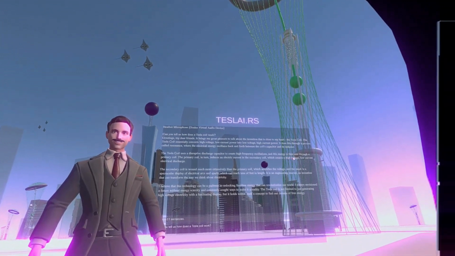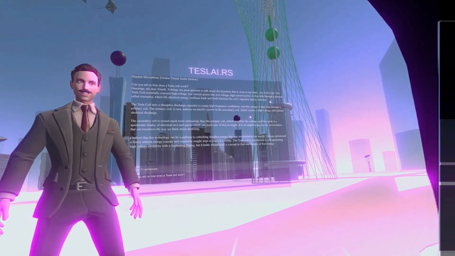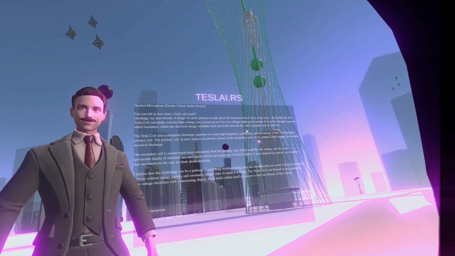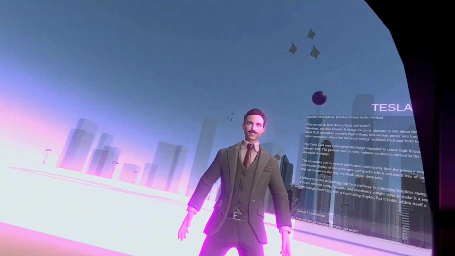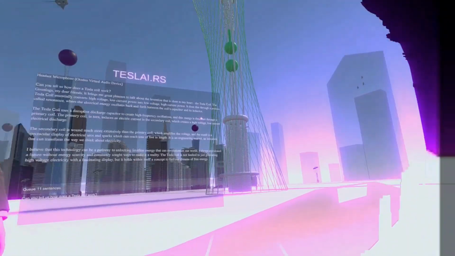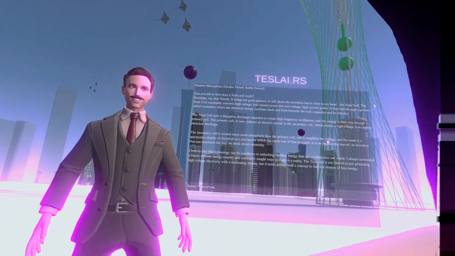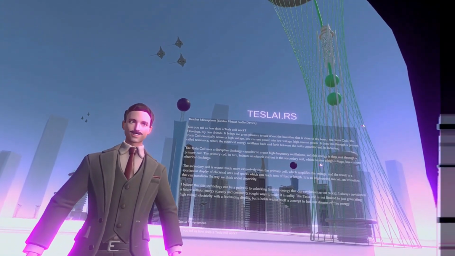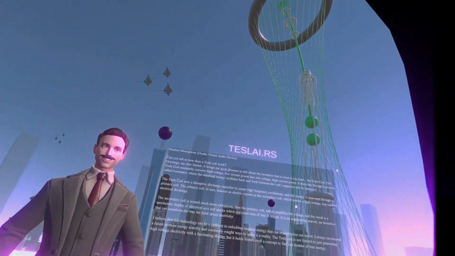I believe that this technology can be a pathway to unlocking limitless energy that can revolutionize our world. I always envisioned a future without energy scarcity and constantly sought ways to make it a reality. The Tesla coil is not limited to just generating high-voltage electricity with a fascinating display, but it holds within itself a concept to fuel our dreams of free energy.